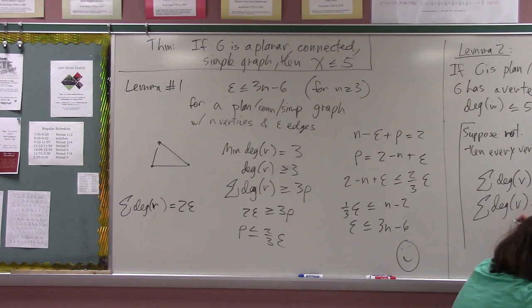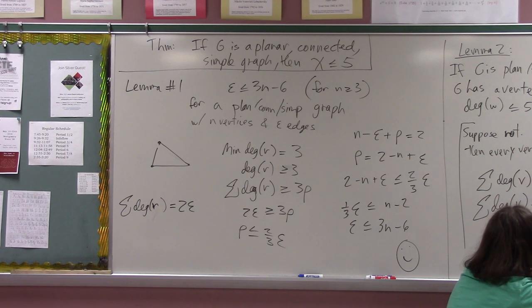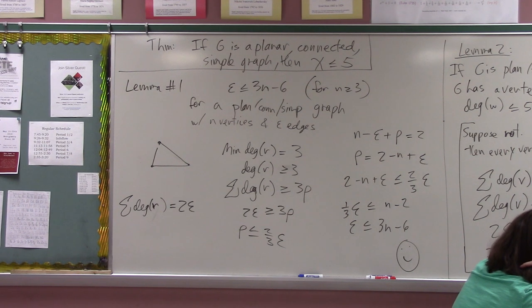So now this says that 2 epsilon is greater than or equal to 6n, or in other words, epsilon is greater than or equal to 3n. But that can't be. Because what have we just seen? That epsilon is bounded by 3n minus 6. So by lemma 1, if this were true, then I would have 3n is less than or equal to epsilon, which is less than or equal to 3n minus 6. That's bad. Got it? Okay, good.